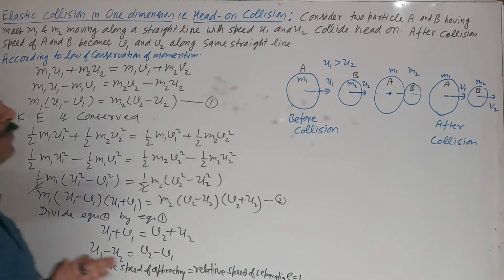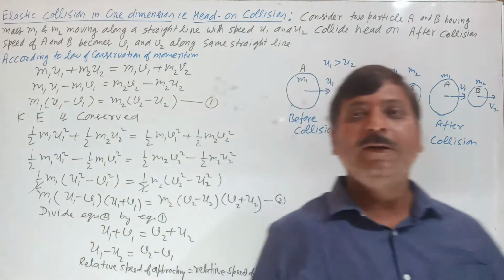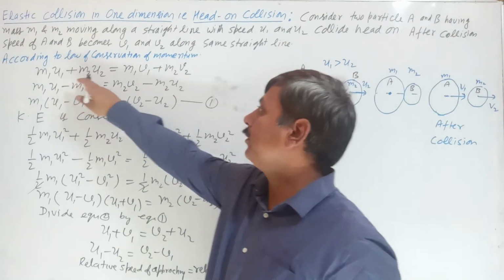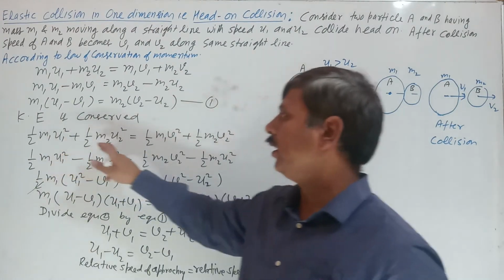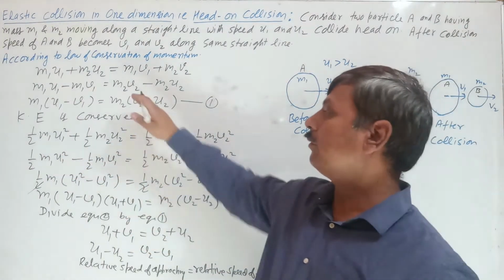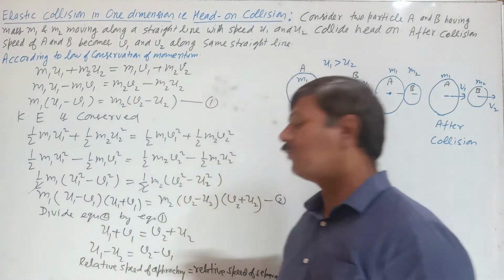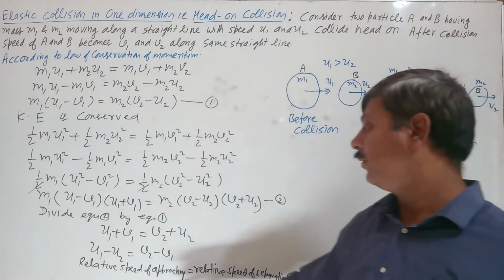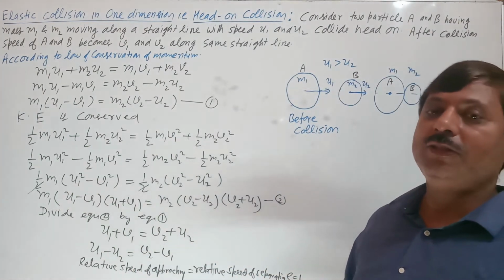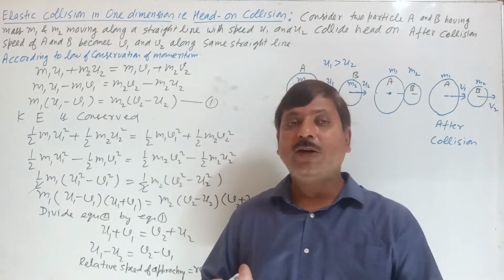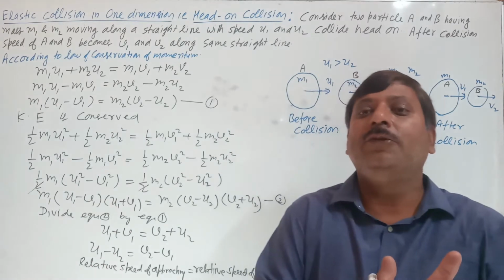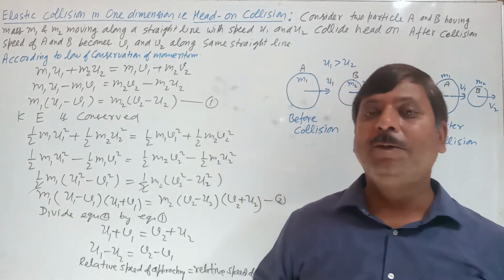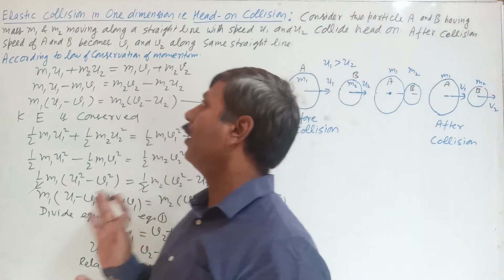One thing we have seen, in head-on elastic collision, momentum is conserved, kinetic energy is conserved, and we have divided equation 2 by 1. One important thing we have shown is that the relative velocity of approaching is equal to the relative velocity of separation. So in elastic collision, with the relative velocity with which they were approaching each other before collision, with that same relative velocity they will separate. This is what happens in elastic collision.